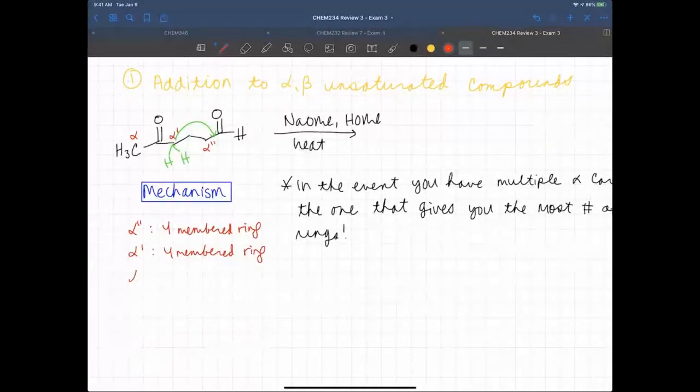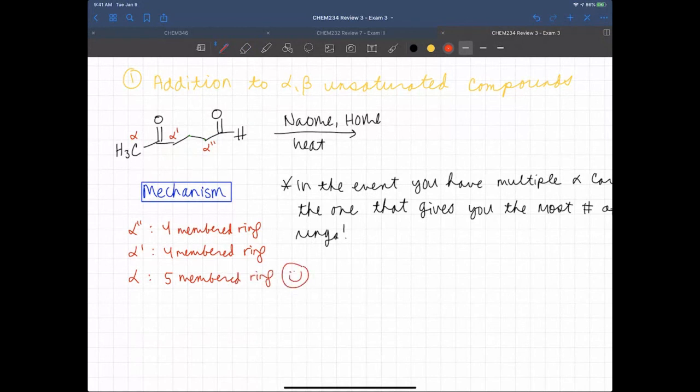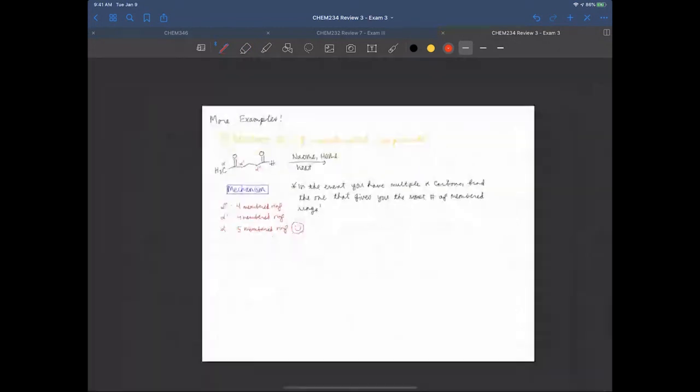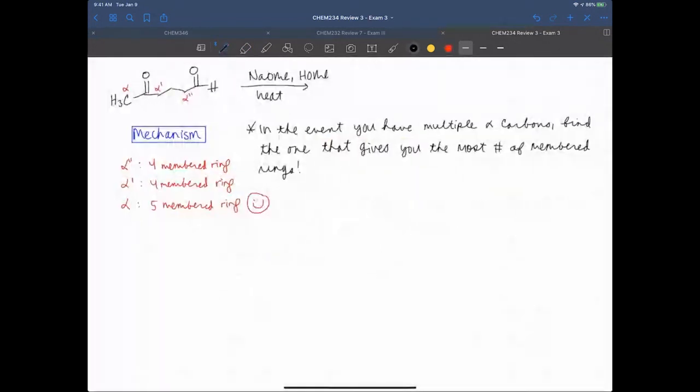But what if I just deprotonated alpha? I would get, well, let's see, 1, 2, 3, 4, 5-membered. Wow. So which is the most stable one? It's this one here. Okay, this is the 5-membered ring. So we would deprotonate the one at the very end of the ketone. Okay, so let's look at the mechanism for that.